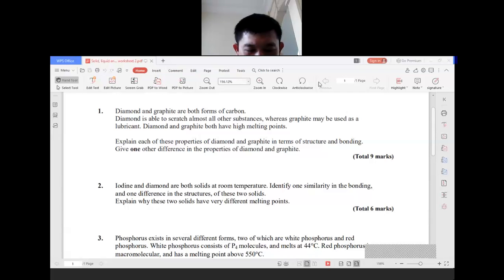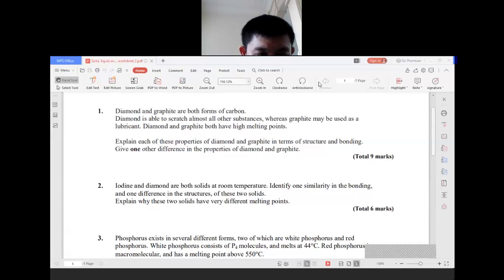What is the bond angle of carbon in graphite? Graphite is planar. Is it square planar or trigonal planar? I think it's trigonal planar. So the bond angle is 120 degrees. Yes, 120 degrees. Okay.